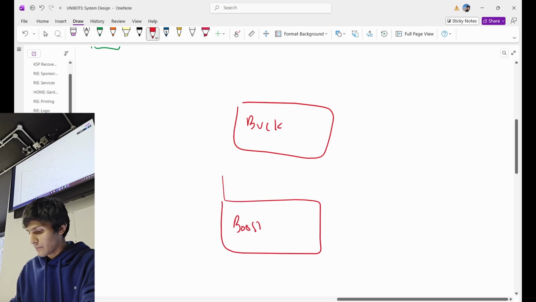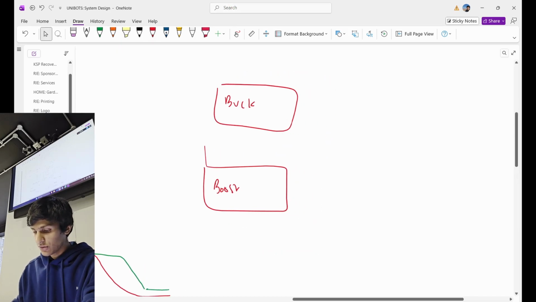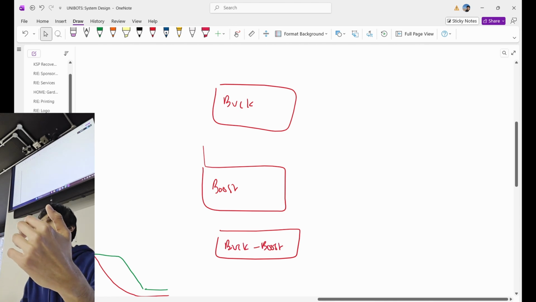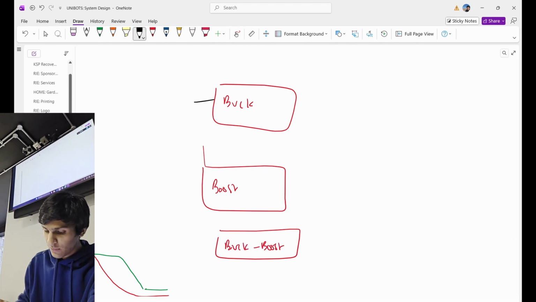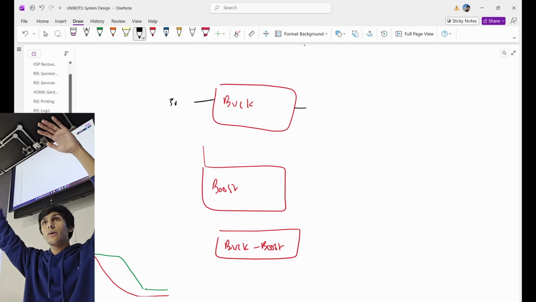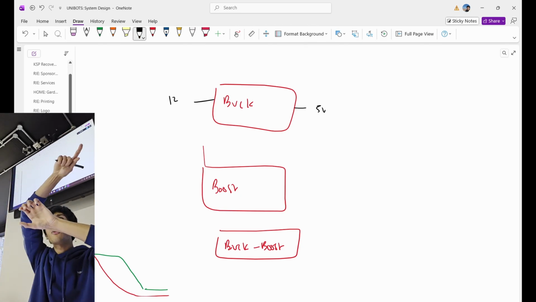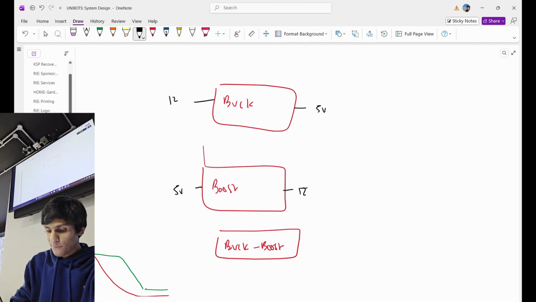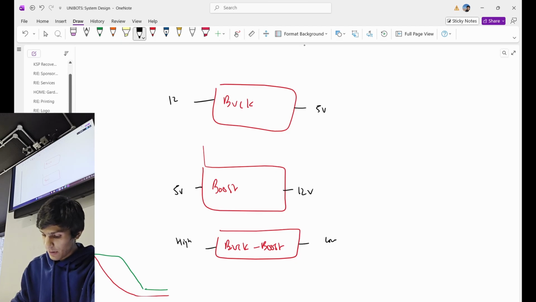And there's a thing called a boost converter. For those of you who don't study electrical engineering, how do you bring a voltage level from high down to low? There's a thing called a buck converter, and a thing called a boost converter, which goes from low to high. And a buck-boost converter is the two of them combined.